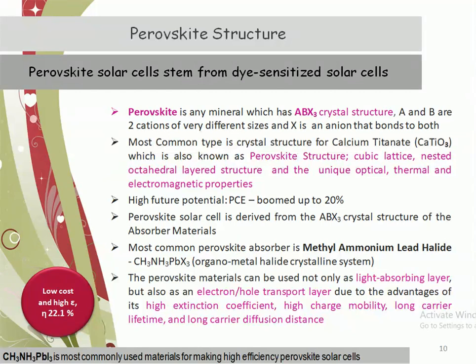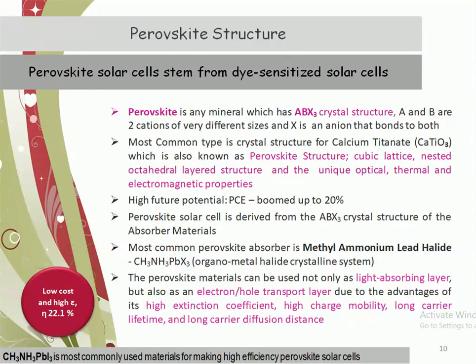which is a type of organometal halide crystalline system of perovskites, and which has more advantages, like dye-sensitized solar cells: low cost and high efficiency. So far, 22.1% efficiency has been achieved by using perovskite material in a planar structure.